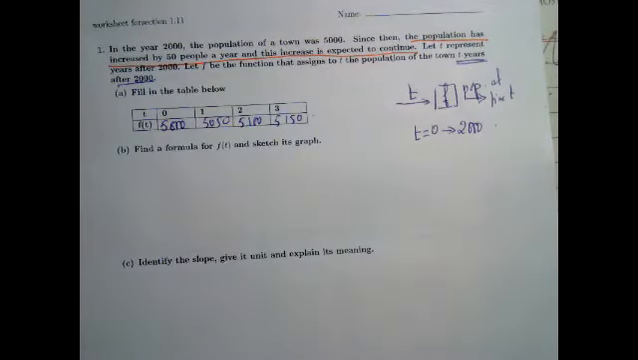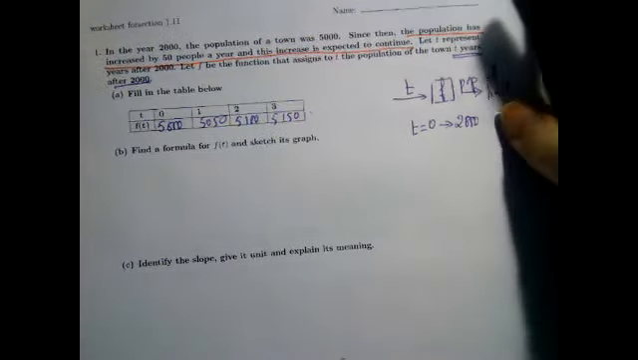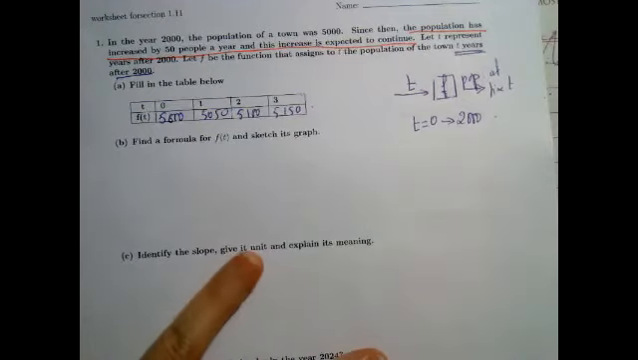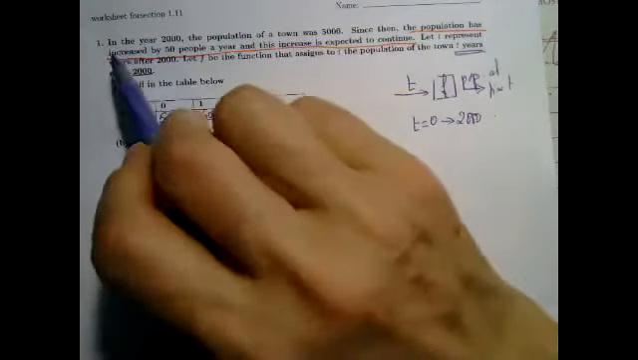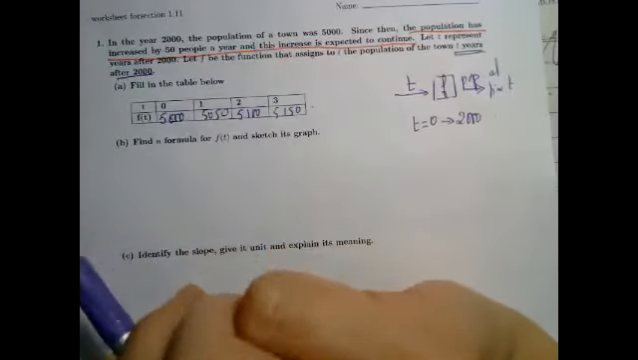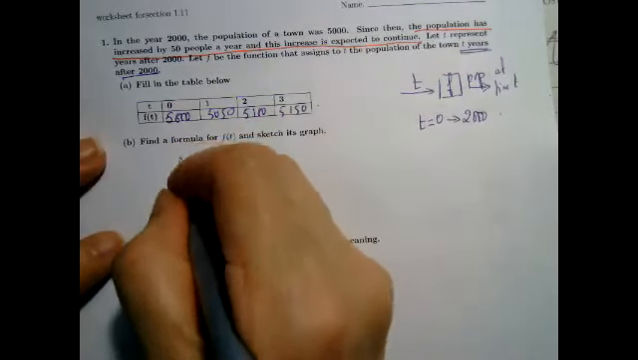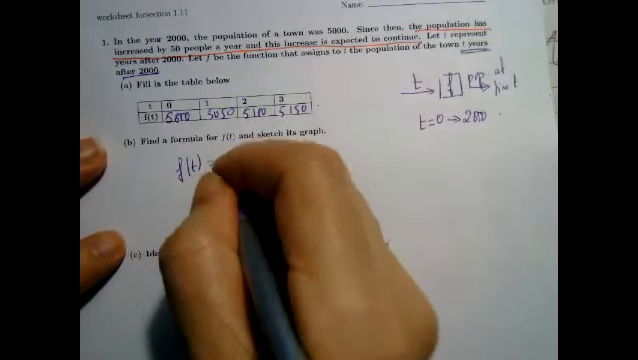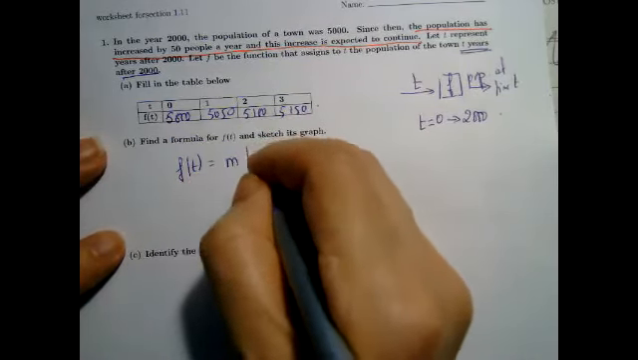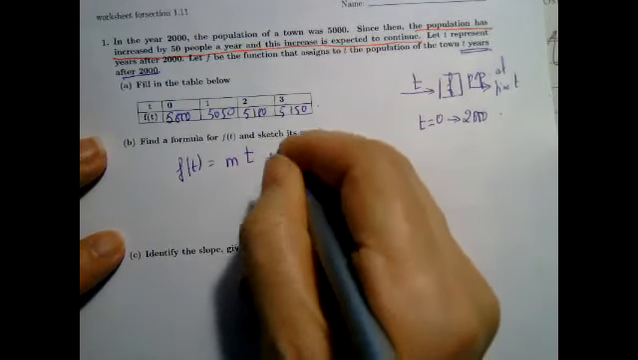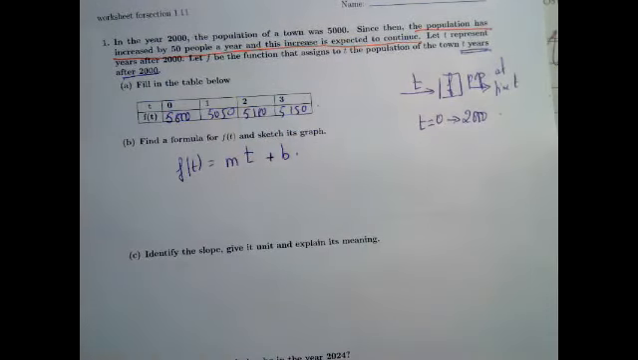So is the population linear, yes or not? Quickly. Yes, it's linear. Why? It's growing by the same amount every year. So now find a formula for f of t. Since it's linear, okay, we know stuff. We know that it's mt, because t is my variable, plus b. That's the form of it.